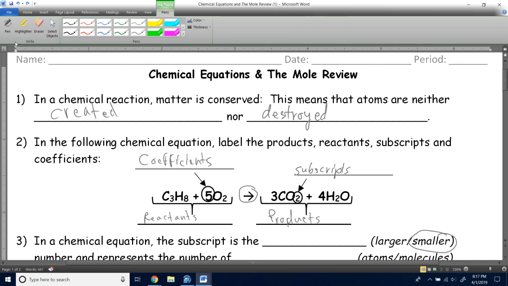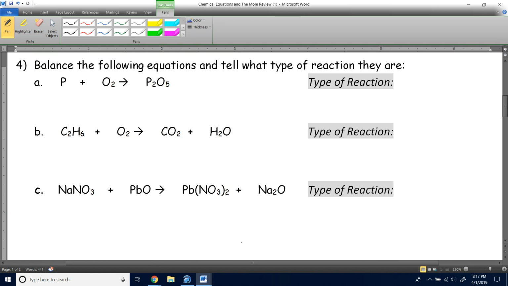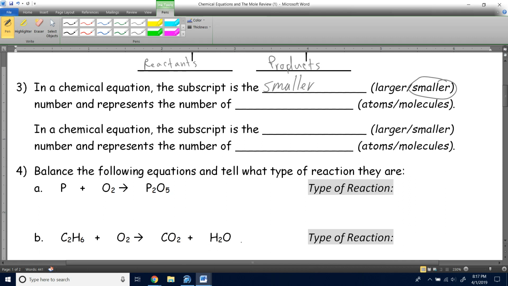Okay, so let's go back to our pen. Is the smaller number, all right? Oh, way too fast. Okay. And this number always represents the number of atoms, okay? So remember, atoms, those refer to each of those individual elements, okay? So the subscripts will always relate to the atoms, okay?